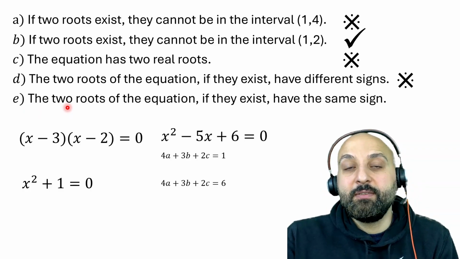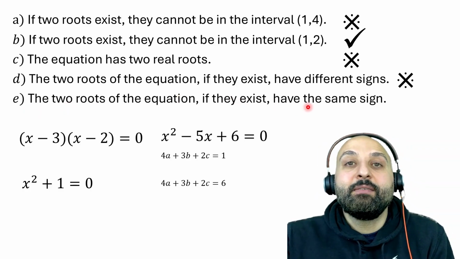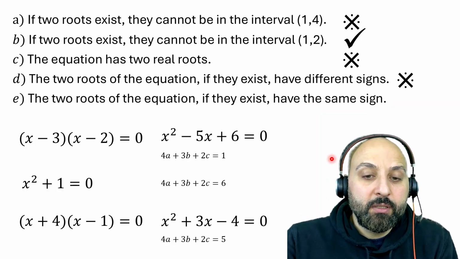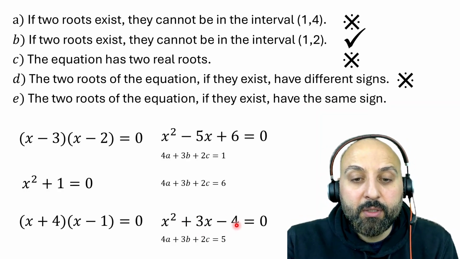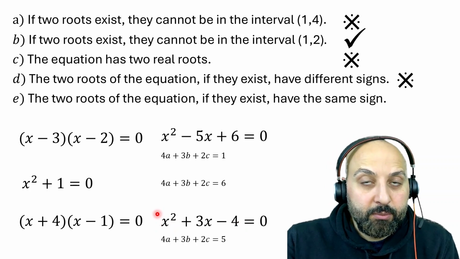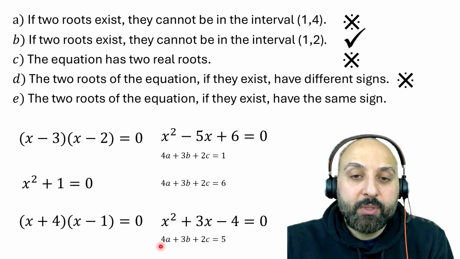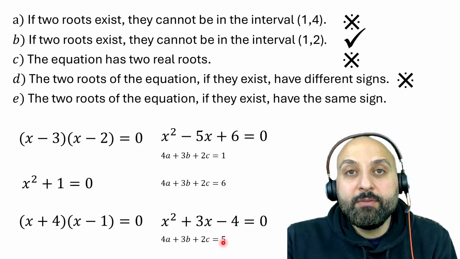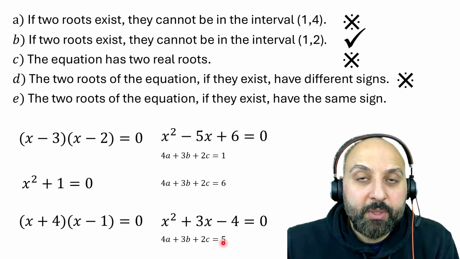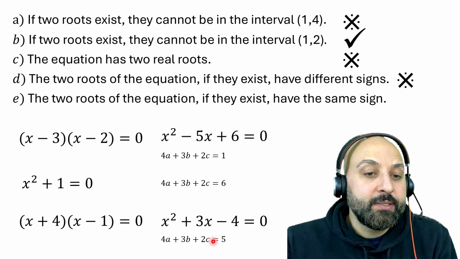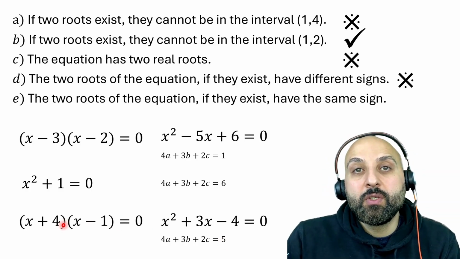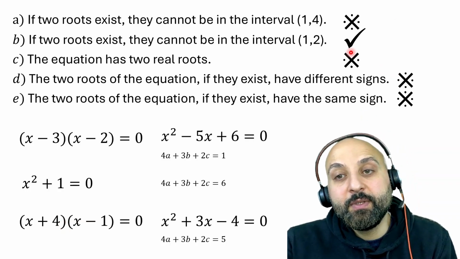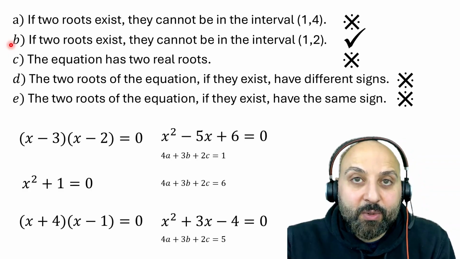And the last option says if the two roots exist, they must have the same sign. Again, we can give another counter example, x plus 4 times x minus 1. It becomes x² plus 3x minus 4. The sign of a is positive, and if we calculate 4a plus 3b plus 2c, this one is equal to 5. So this one is also positive, so it fulfills the properties of the exercise. But we can see that we have two roots whose signs are not equal. So this one can also be eliminated. And based on this, we could guess that option B is the correct answer.